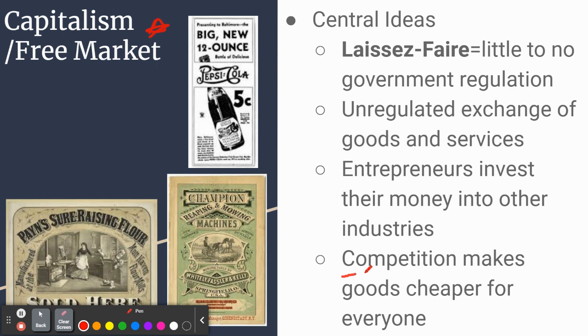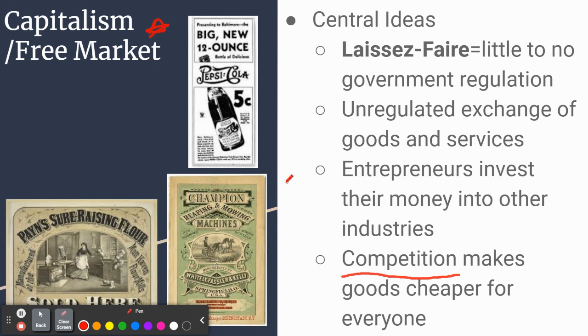Another key part of the free market is competition. When companies get in competition with each other, it causes prices to generally fall. So imagine that there are two companies, and both of them are offering carpentry services to build homes. If one company charges $20,000 for a home and the other charges $25,000, more people are going to start gravitating towards that $20,000 home.